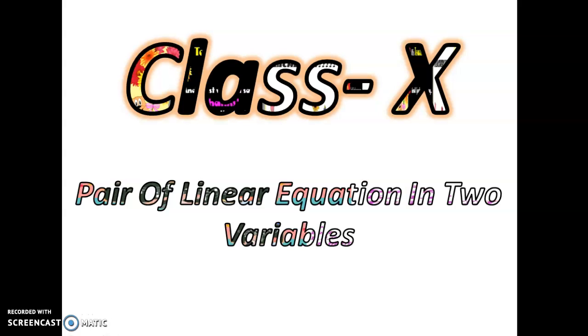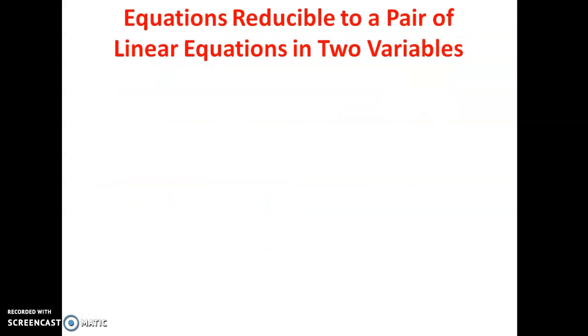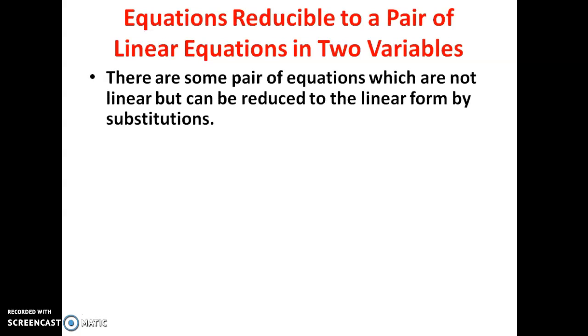Hello students, in the chapter pair of linear equations in two variables, next we are going to see equations reducible to a pair of linear equations in two variables. There are some pairs of equations which are not linear but can be reduced to the linear form by substitutions. So let's see one example.